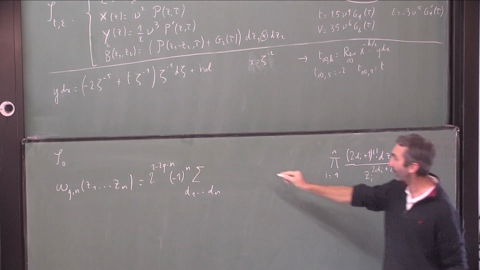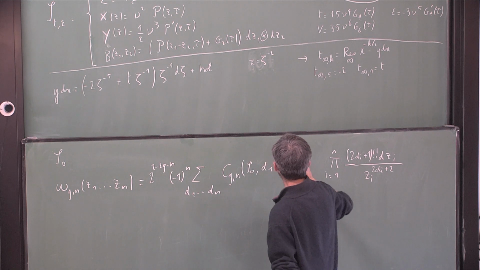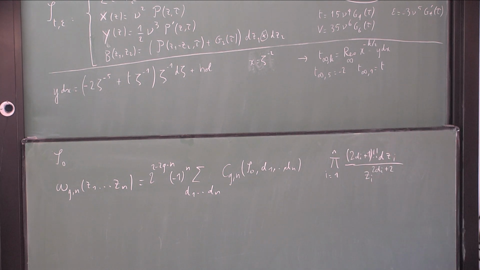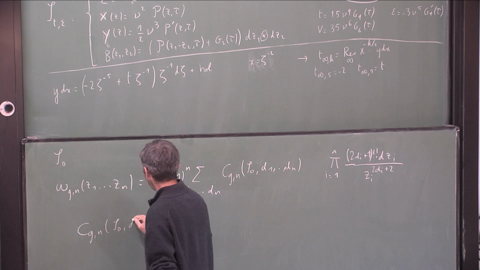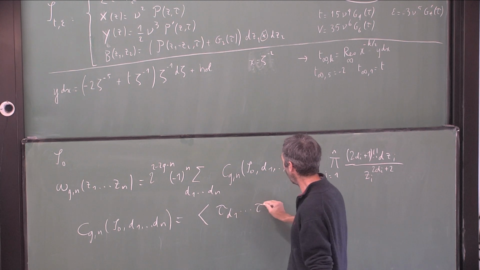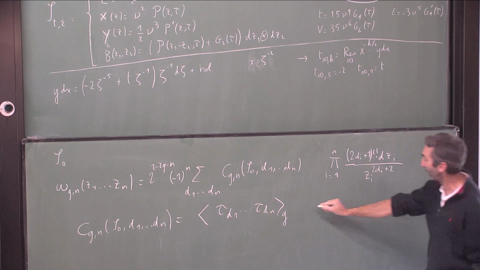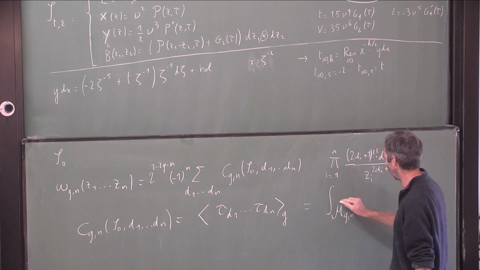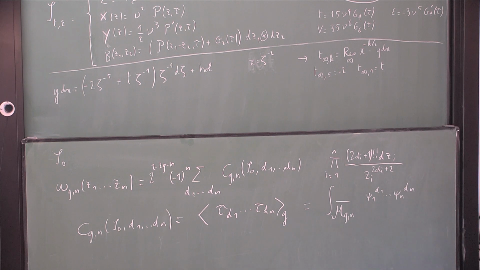Okay, in this product, there are some coefficients, let me call them C_{g,n}(S0, d1, ..., dn). What are the coefficients in this example? If you take the Airy curve S0, what are the coefficients? I tell you the answer: C_{g,n}(S0, d1, ..., dn) are the intersection numbers <tau_{d1} ... tau_{dn}>_g, or if you want, the integral over the moduli space of curves of psi_1^{d1} ... psi_n^{dn}, for those who know what it is.